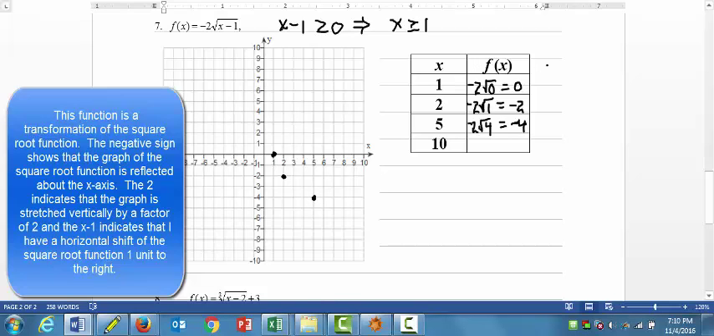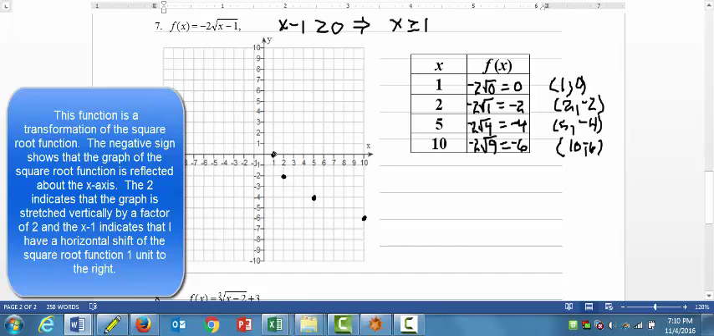Notice how I'm plotting. So these are the points I'm plotting: 1, 0; 2, negative 2; 5, negative 4. And now I'm going to let x equal 10. So I get negative 2 times the square root of 10 minus 1, which is the square root of 9, which is 3. So negative 2 times 3 is negative 6. So I'm going to plot the point 10, negative 6. So when x is 10, y is negative 6.